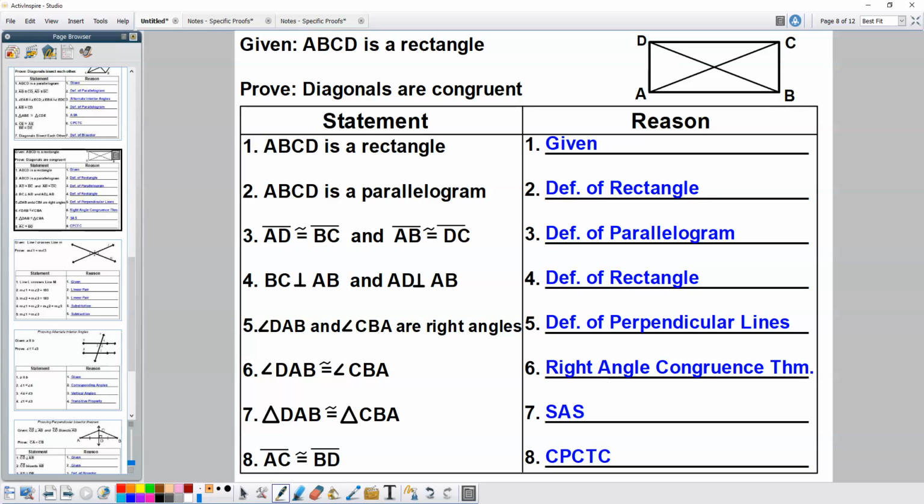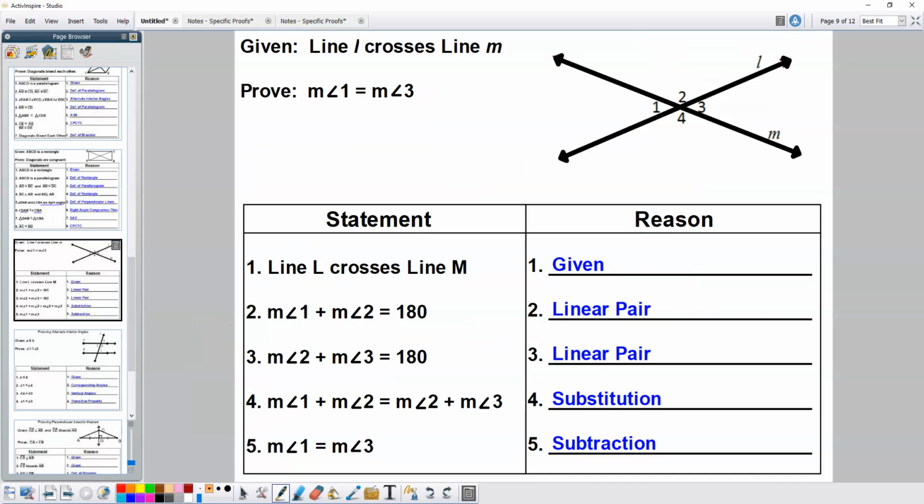Something to take note of is this right angle congruence theorem and definition of perpendicular lines. When something is a right angle, you write definition of perpendicular lines. When you have a right angle congruent to another right angle, that's right angle congruence theorem. This is a pretty good little proof.